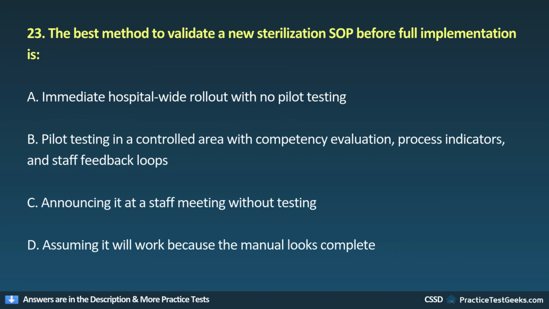23. The best method to validate a new sterilization SOP before full implementation is A. Immediate hospital-wide rollout with no pilot testing. B. Pilot testing in a controlled area with competency evaluation, process indicators, and staff feedback loops. C. Announcing it at a staff meeting without testing. D. Assuming it will work because the manual looks complete.